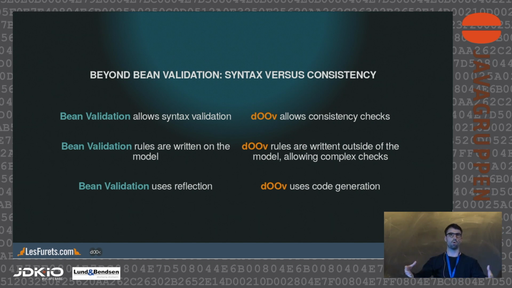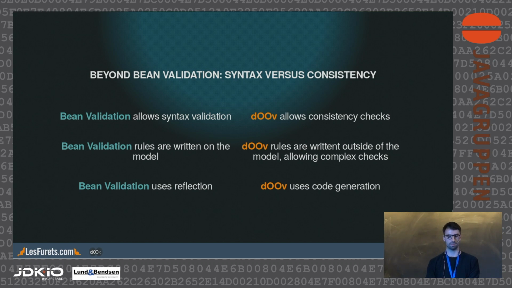So you take your whole model and you have real business rules, and you want to implement that in a business way. In BeanValidation, rules are written on the model. In dOOv, rules are written outside of the model, and that enables you to write complex checks. If you imagine our 500 rules all written on our model, it wouldn't be maintainable, right? So we need a way to write it outside our domain model.